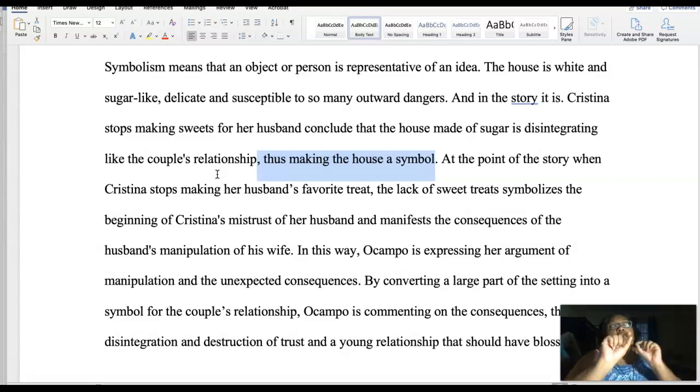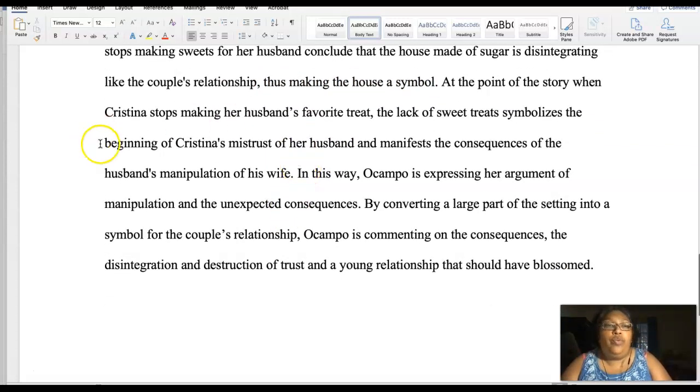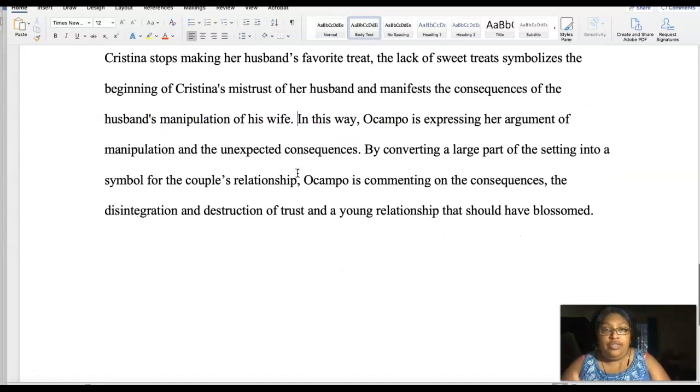You see how that line of thinking kind of proves that? So that's what you want to do here. At the point of the story when Christina stops making her husband's favorite treat, the lack of sweets symbolizes the beginning of Christina's mistrust of her husband and manifests the consequences of her husband's manipulation of his wife. Right? So she continues that. And now she brings it back to the argument.